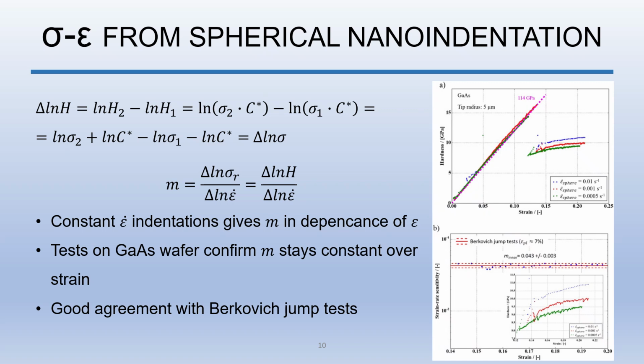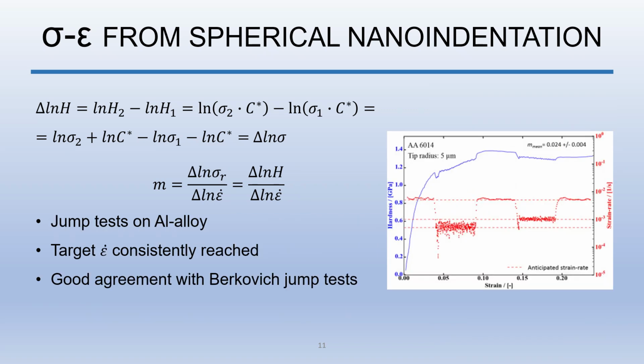For example, tests on a gallium arsenide wafer confirm that the parameter remains constant and matches reference Berkovich jump tests, as shown in the image on the right. Another method is to use jump tests. In this example, the figure on the right shows a hardness-strain plot for an aluminum alloy, which exhibits pronounced strain rate sensitivity. The red dots indicate the strain rate during the tests, while the dashed red line shows the target strain rate levels, which are consistently achieved with only minor undershoots when slowing down. The analysis of the jump tests yielded a value that matches the Berkovich reference tests.